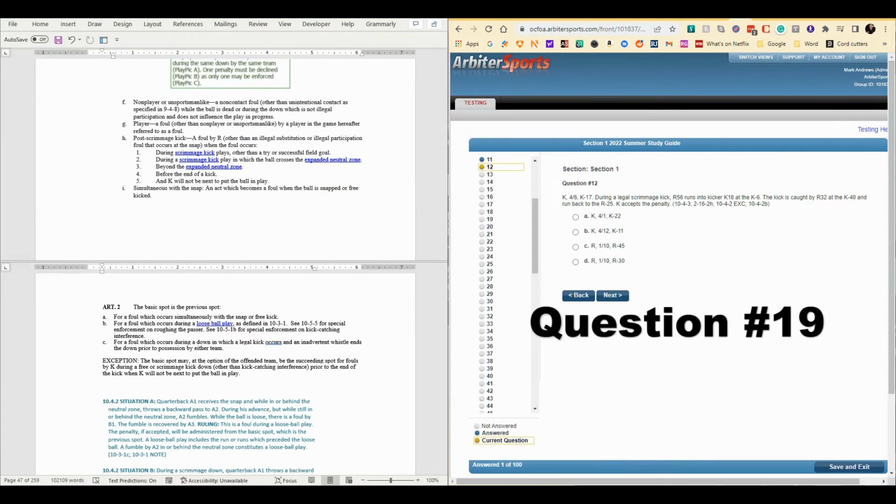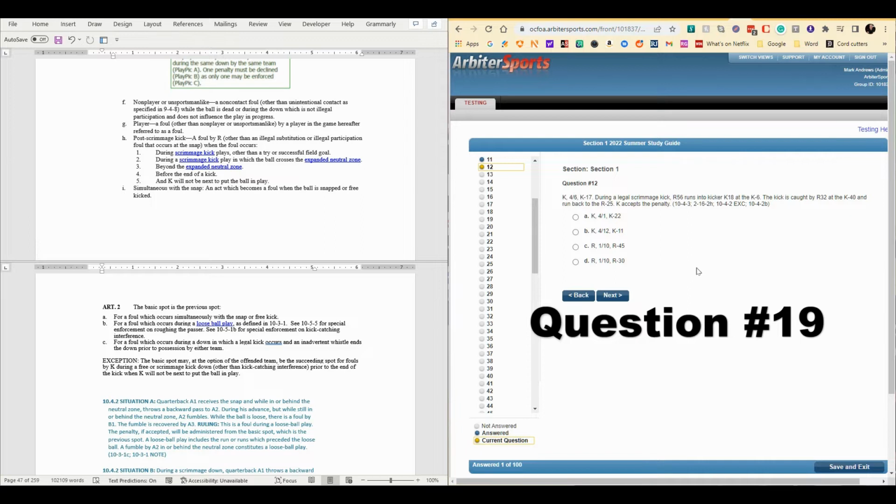All right, question number 12. K, 4th and 6 at the K17. During a legal scrimmage kick, R56 runs into the kicker, K18 at the K6. The kick is caught by R32 at the K40 and run back to the R25. K accepts the penalty. So the test maker is trying to get you to decide whether this is a loose ball play or it is a post-scrimmage kick play.